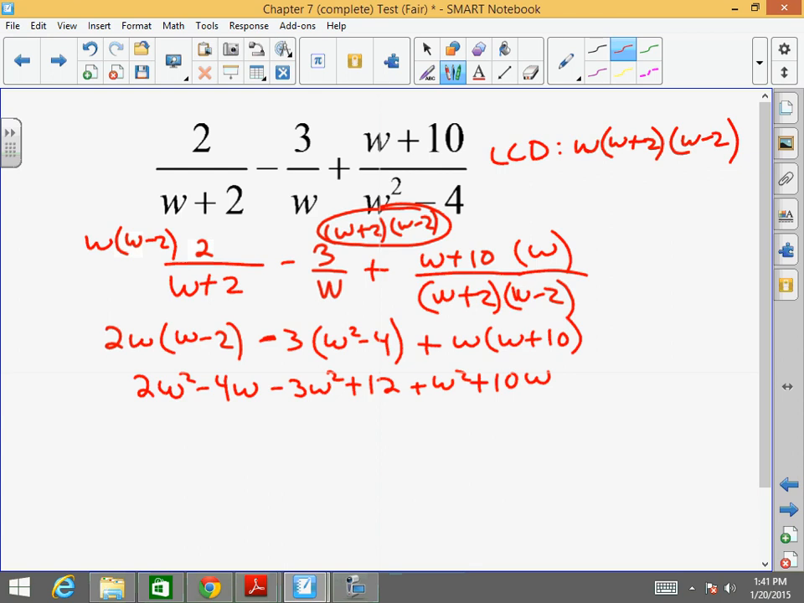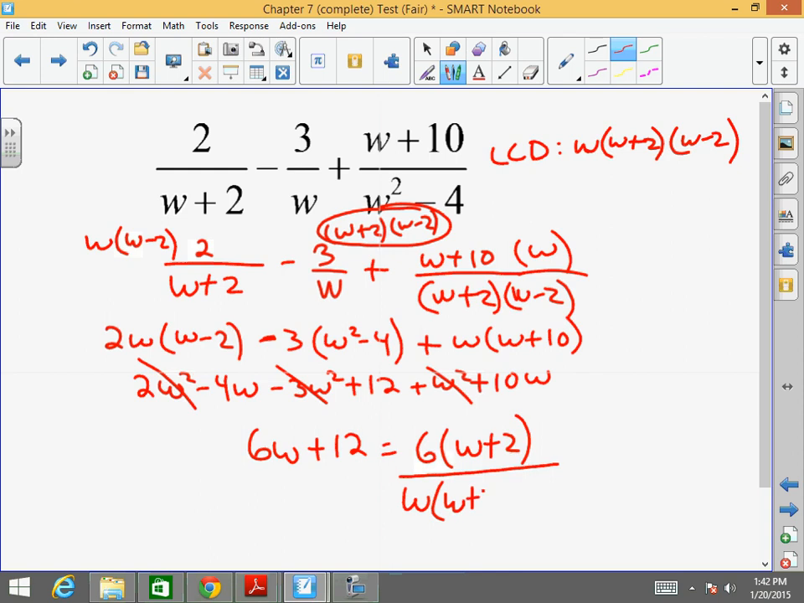So this comes out to be, well, okay, let's look at this. You have 3w squared minus 3w squared, correct? So those cancel. Then you have 10w minus 4w. So that's 6w. That is 6w plus 12, which factors out to be 6 times w plus 2, all over w times w plus 2 times w minus 2.